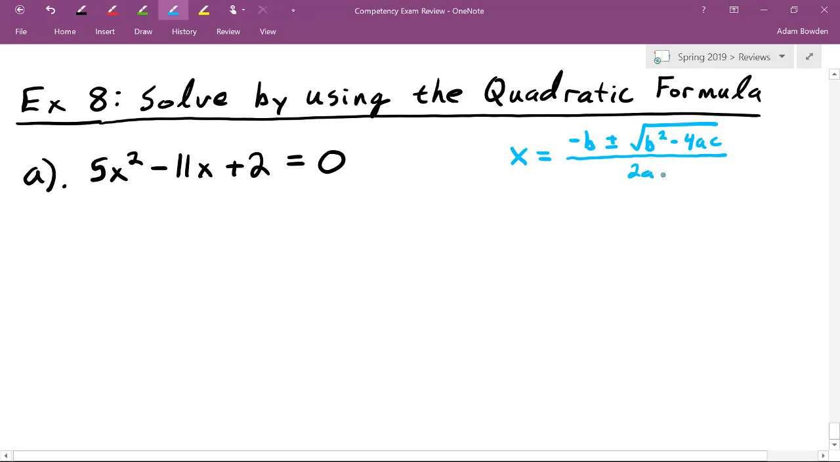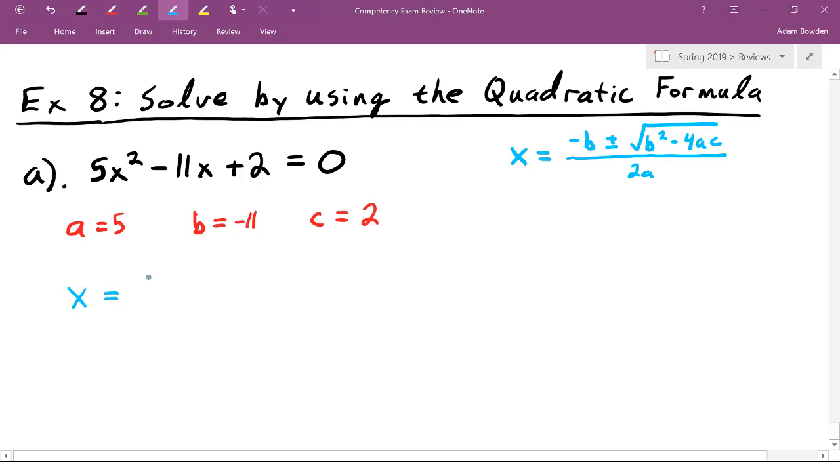Okay, and on this example, we're going to be solving quadratic equations by using the quadratic formula. So over here I have the quadratic formula. For this particular quadratic equation, what we have to do is identify a, b, and c for the quadratic formula. In this case, a is 5, b is negative 11, and c is 2. So now we're going to plug those numbers in to the quadratic formula.